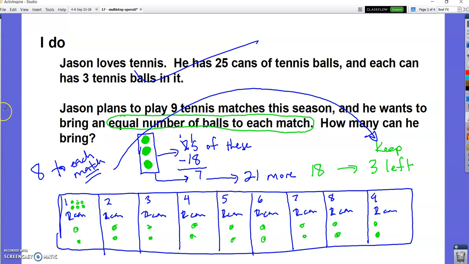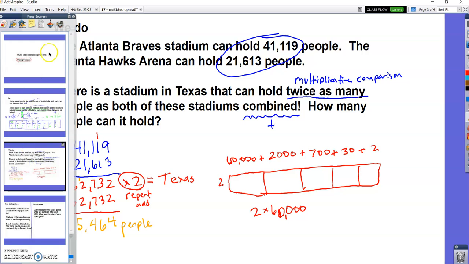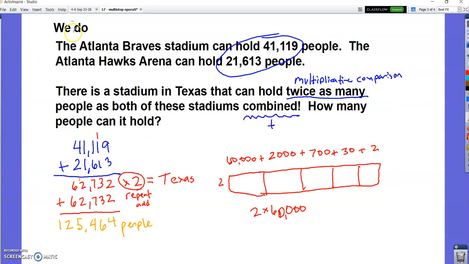All right, open your math notebook. Let's do one together. Again, if you have yesterday's and you just want to look back at yesterday's, you can. So here it is. So we did this deal with the Braves Stadium and the Hawks Arena. And again, a lot of math, a lot of numbers.